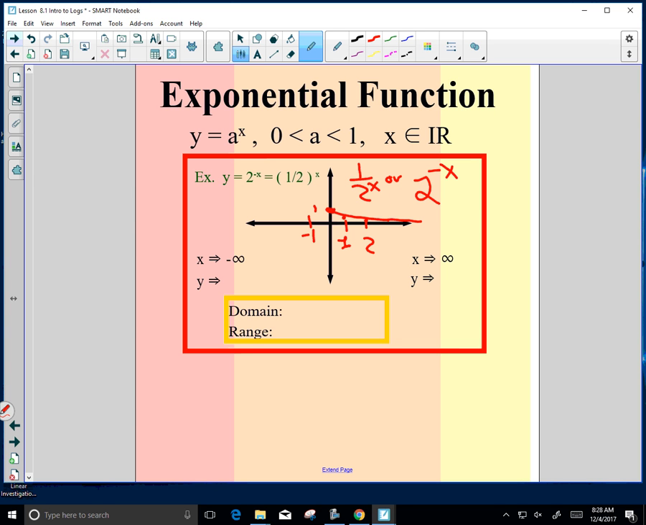And negative 1, 2 to the negative 1 is 2 to the 2. And then it's going to be 2 to the 4. And it looks like that. So show me 2 to the x. Show me 2 to the negative x. Flips this way. There you go. And so when x goes to negative infinity, it goes up to infinity. When x goes to positive infinity, it goes to 0. So my domain is the same as before. The range is the same as before. And that's exponential function 2 to the negative x.